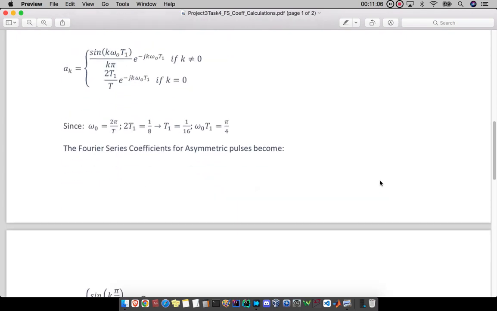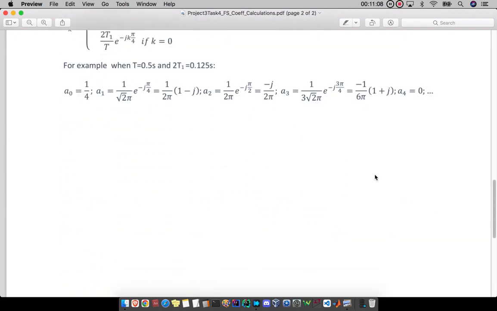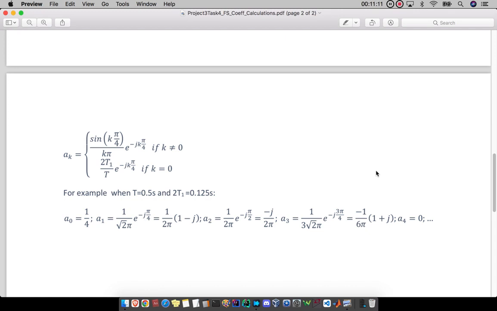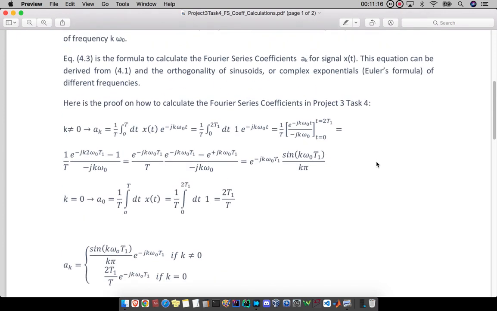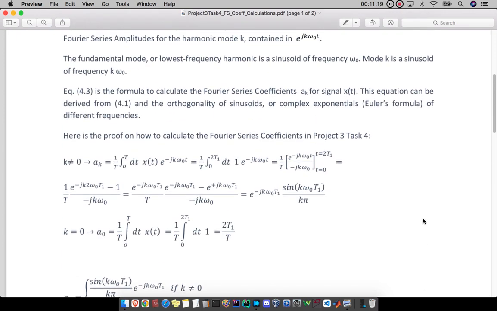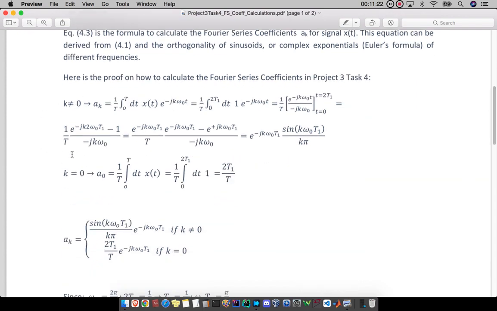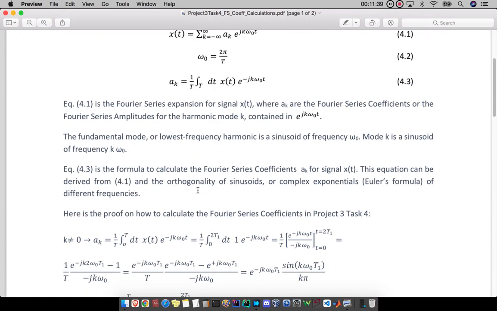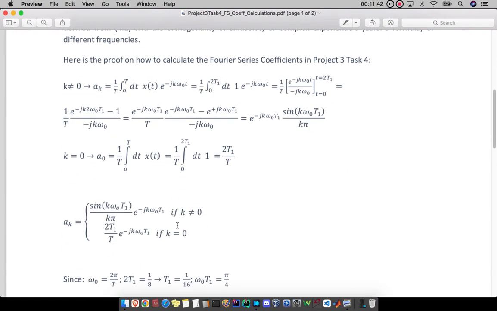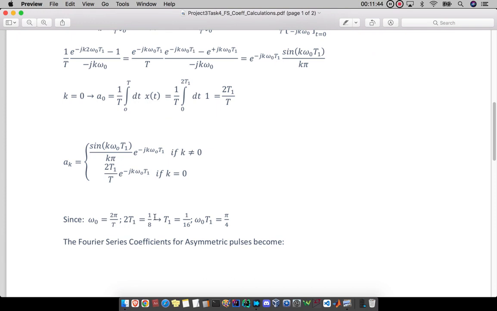So let's see. I can't speak for you folks, but for me, some of the stuff is pretty much well explained. We all know how Matterday's notes can be in general. But this is what I think is going on. Omega naught is 2 pi over capital T, and so on. 2 T sub 1 is 1 over 8. 1 over 8 equals 0.125 seconds, as shown from the picture in the task 4 description.